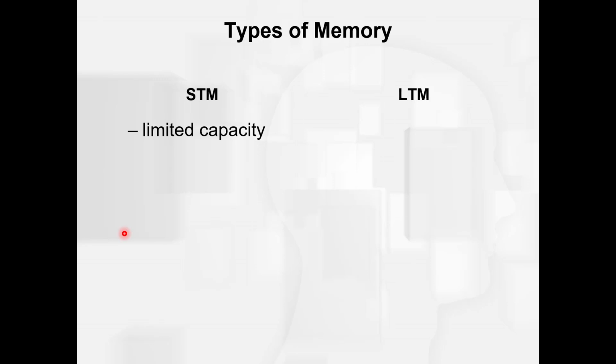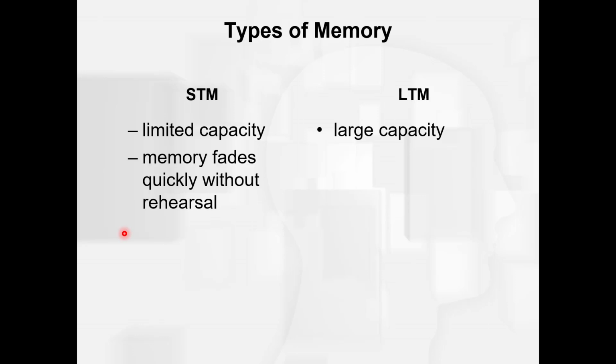Because we have to be attending to it, we have to be processing that information so that hopefully we get that into long-term memory, which has a large capacity, some might say an infinite capacity. So with short-term memory, that memory is going to fade very quickly without rehearsal. So again, you have to keep either repeating the information over and over again or utilizing it. Otherwise, it's going to fade.